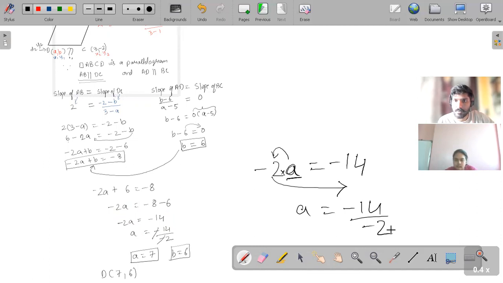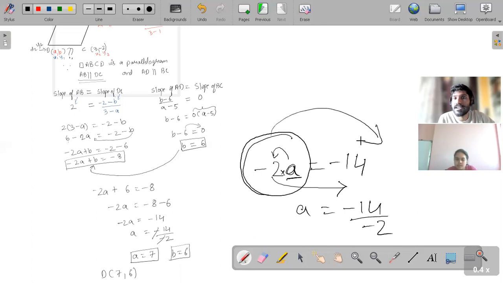Is this clear now? I was just thinking that minus 2 will go on that side, so it will become plus. If you take the entire term on the other side, then it will become plus. But I'm not taking the entire term. I'm just taking minus 2. Okay.